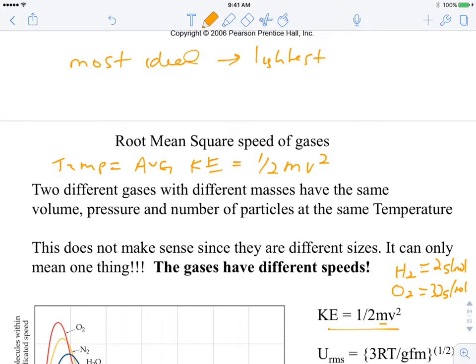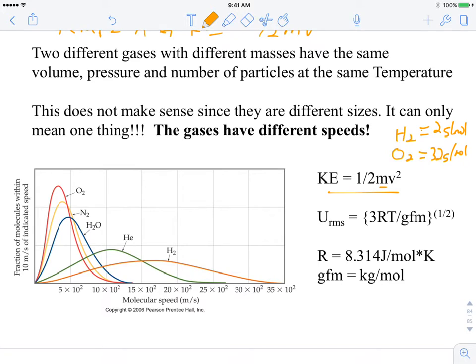And check it out, if we look at this graph here, we can see these different gases at the same temperature. I don't know what temperature they picked, but whatever temperature it is, these gases have different speeds. Down here shows the speed, and over here shows the fraction. And you can see oxygen's moving much slower. Most of the particles of oxygen are moving much slower than hydrogen. Hydrogen is moving much faster.